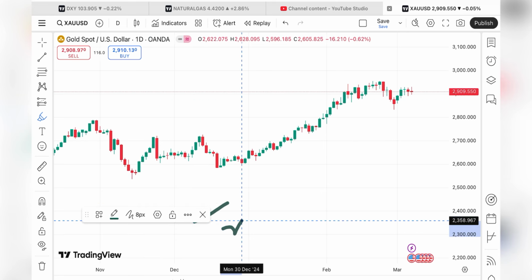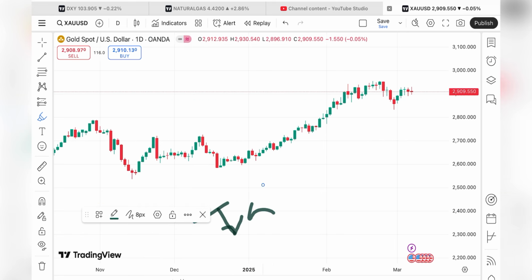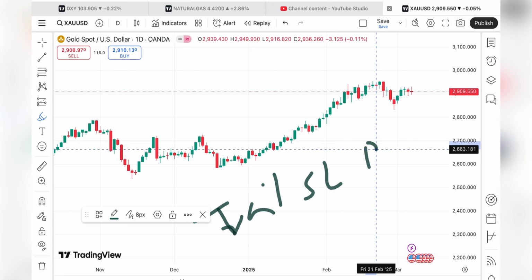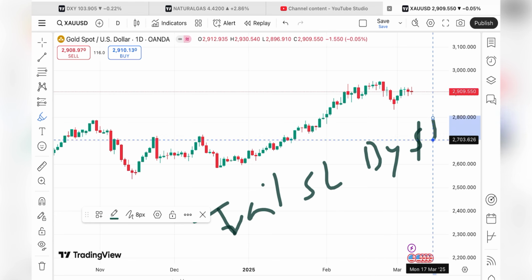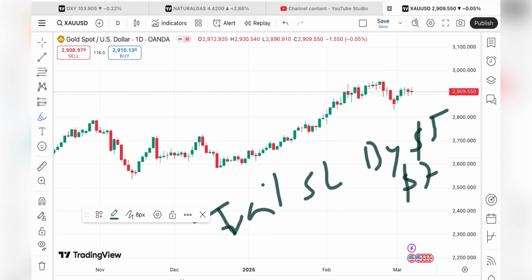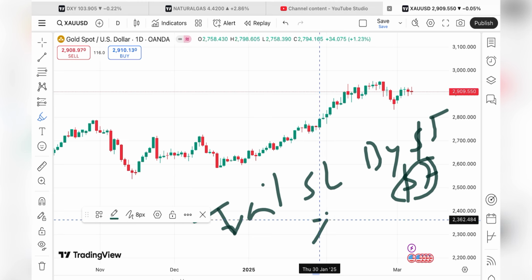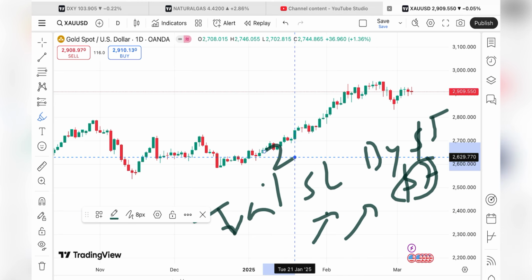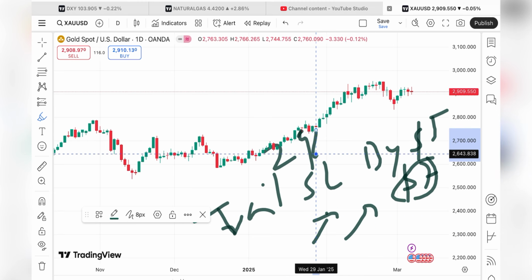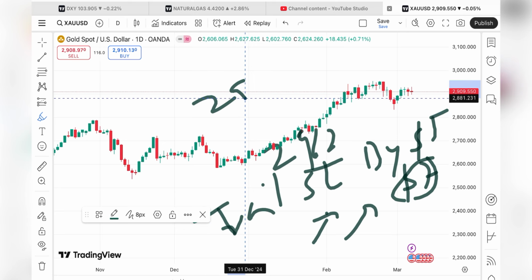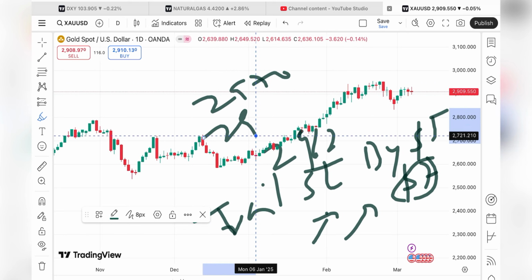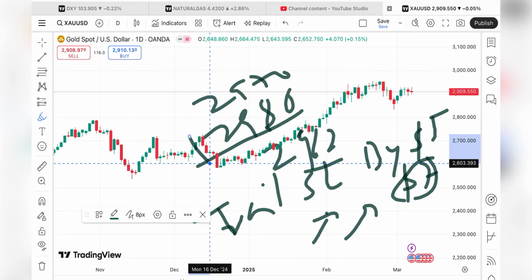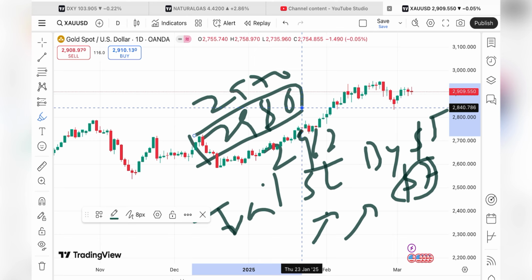So what you can do is trail your SL by $5 or $7, as per the volatility, so you can capture a big movement towards the upside. If the price goes above $2962, we can see a level of $2970 to $2980. Best is to trail your SL so that you can capture a big movement towards the upside.